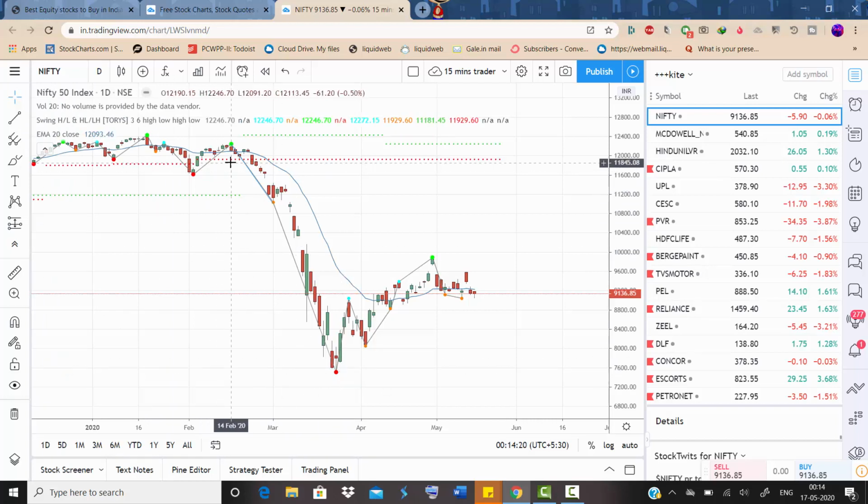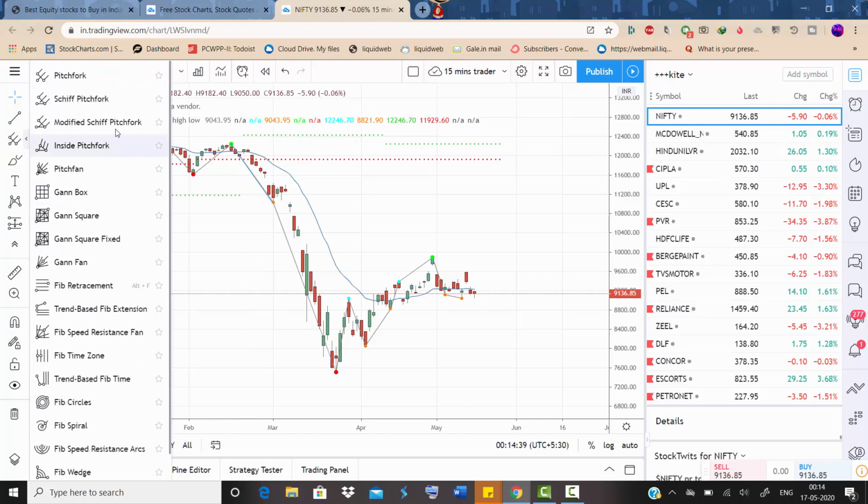Considering A, B and C, you can see A, B, C. C does not close above A. So at this point we use the modified Schiff pitchfork.